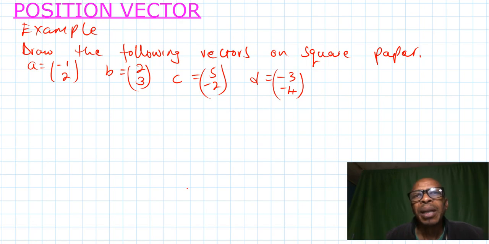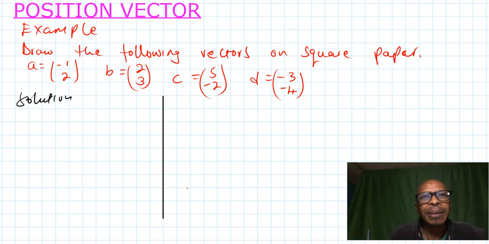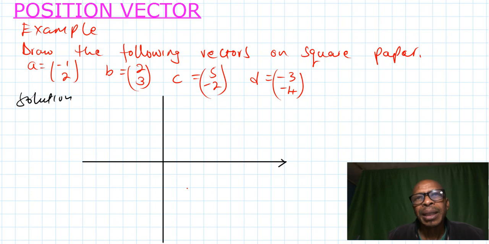You take your grid and you draw the Cartesian plane. So, solution. Since we are required to draw, let's start with the Cartesian plane. So that's our Cartesian plane. This is our y, this is our x.